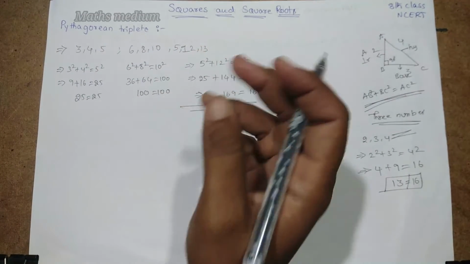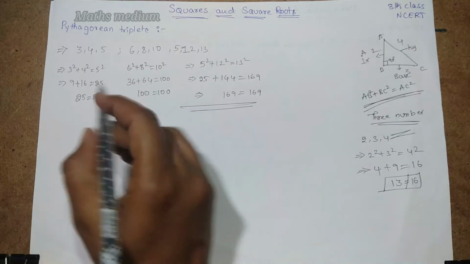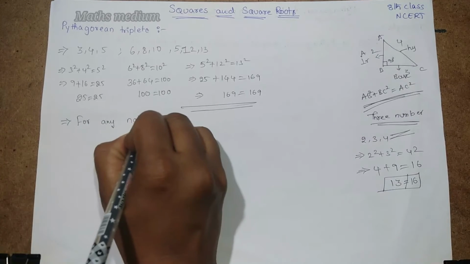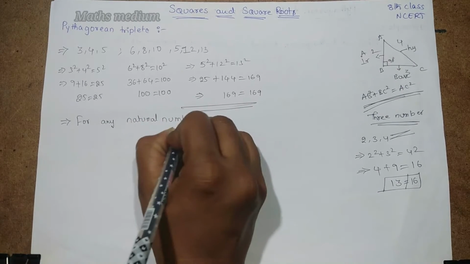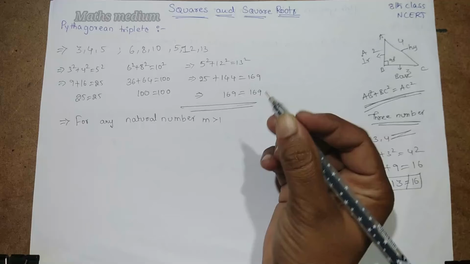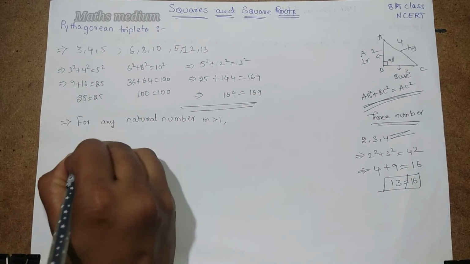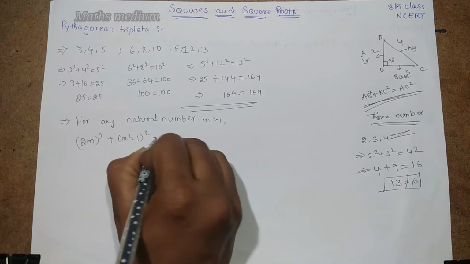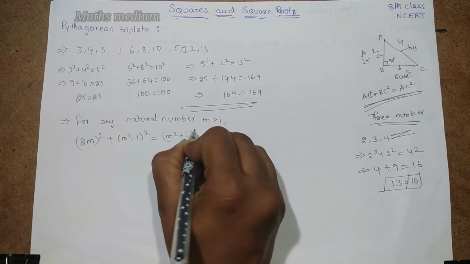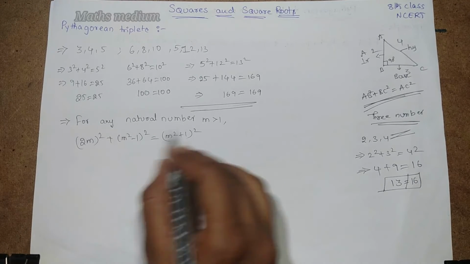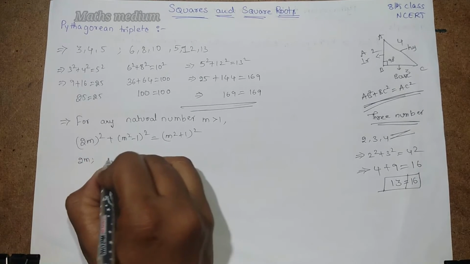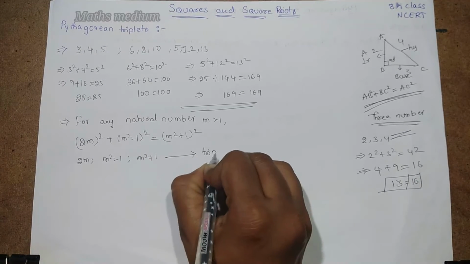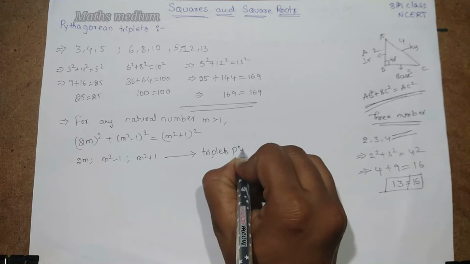We can find any Pythagorean triplet based on one formula: for any natural number m greater than 1, we have the formula (2m) square plus (m square minus 1) whole square is equal to (m square plus 1) whole square. Here 2m, m square minus 1, m square plus 1 are the Pythagorean triplets.